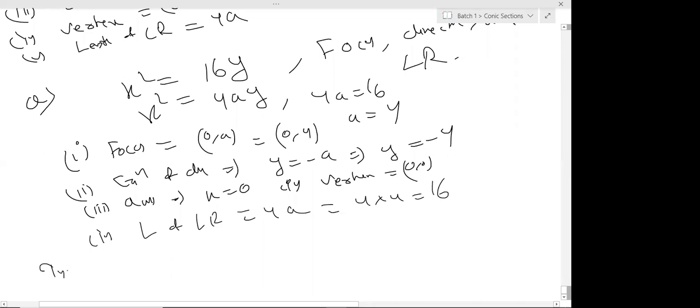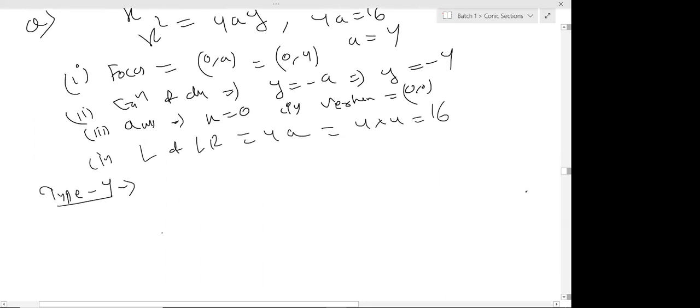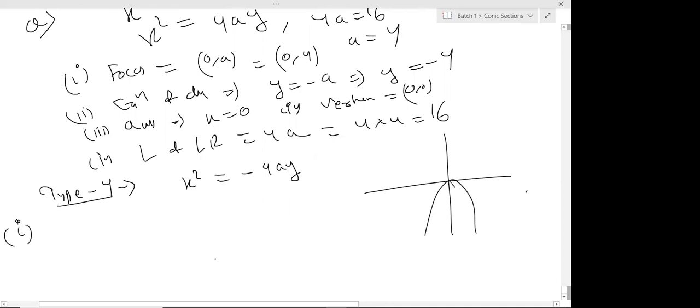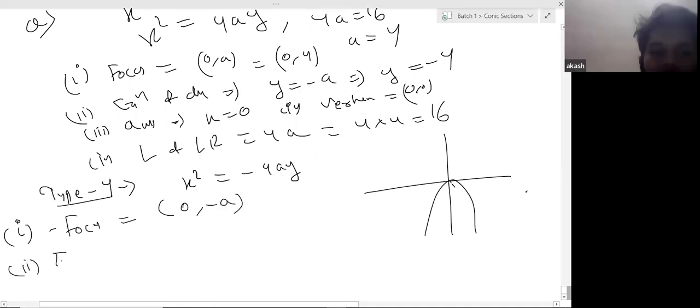Fourth type is x square equals minus 4ay. The diagram would be like this. Shabya, what will be the focus here? 0, minus a. And the equation of directrix is y equals a.